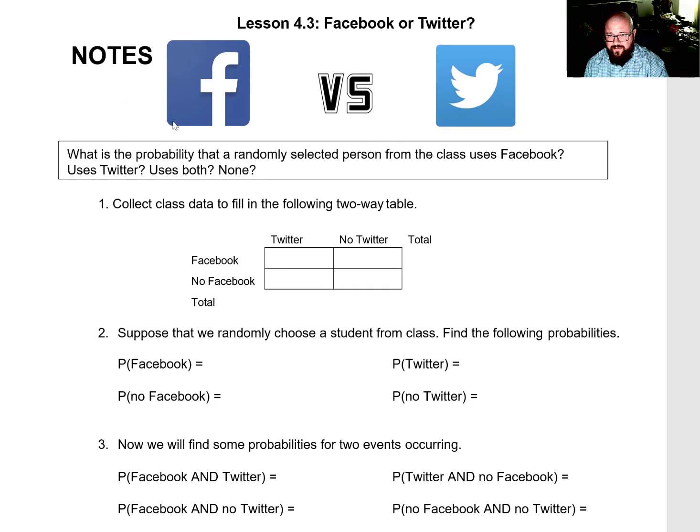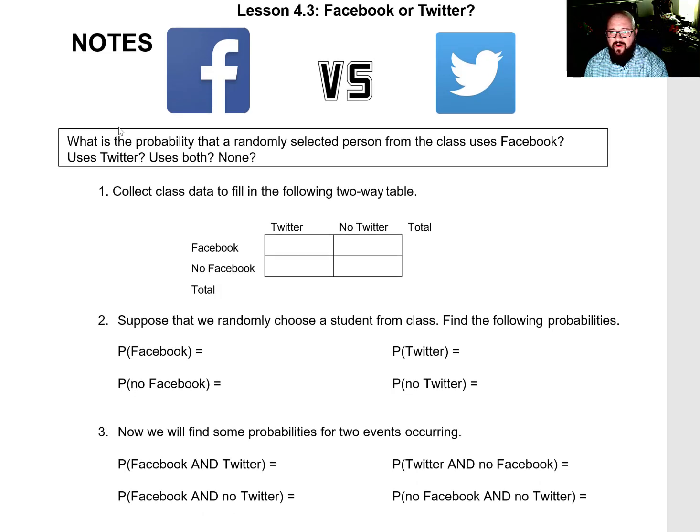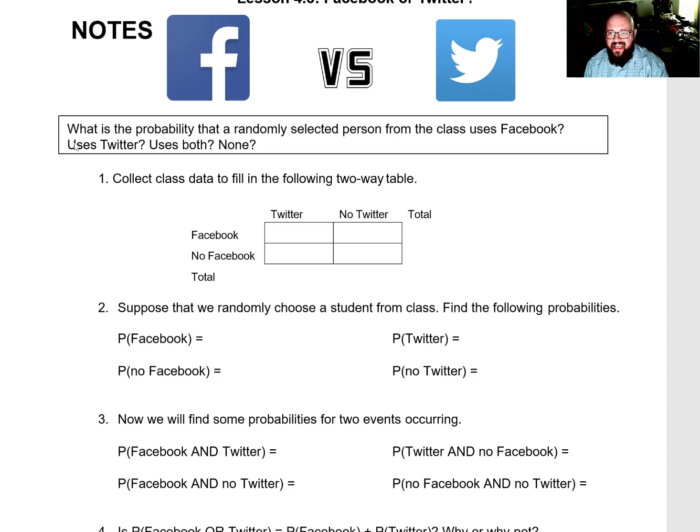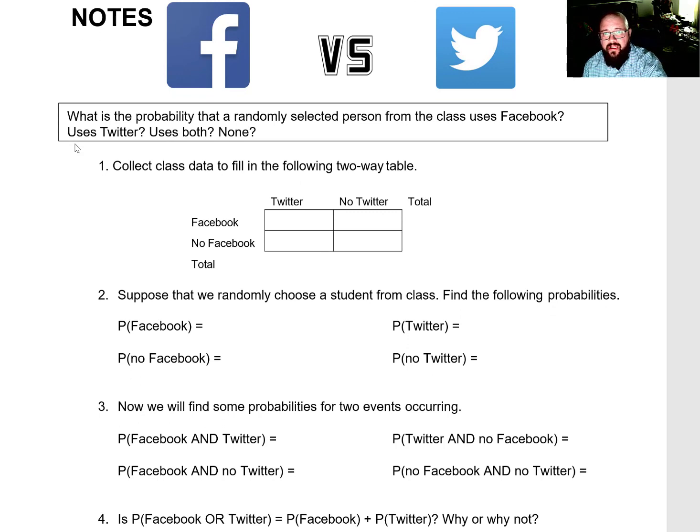So for this, I'm going to use some data that I got from a previous class, which made things a little bit more fun here, right? So what is the probability that a randomly selected person from class uses Facebook, uses Twitter, uses both, or none? So initially we had collected the data from the class, and I'll go and write in what we got.